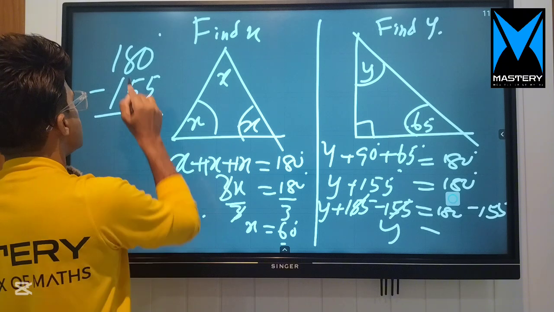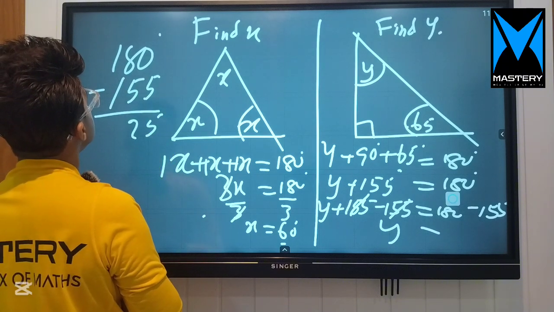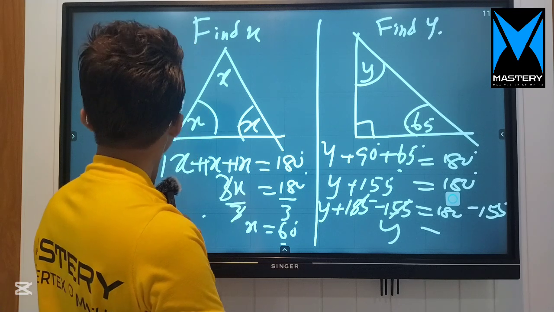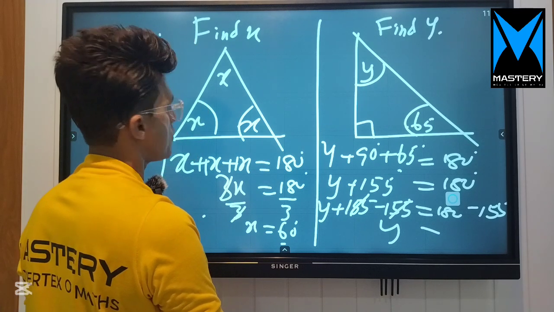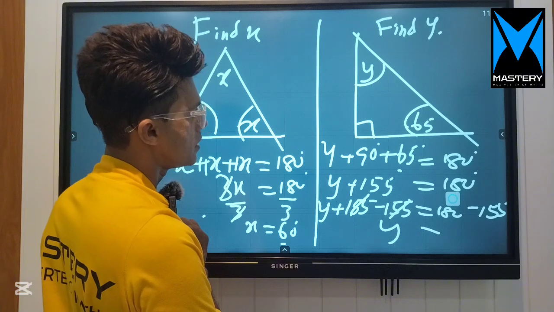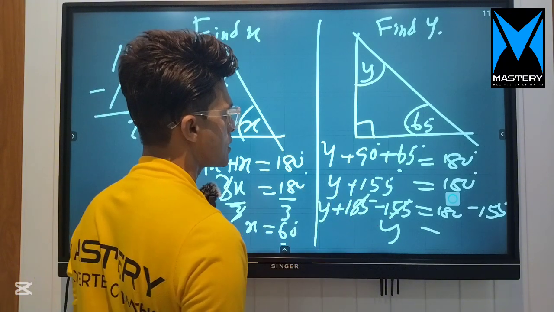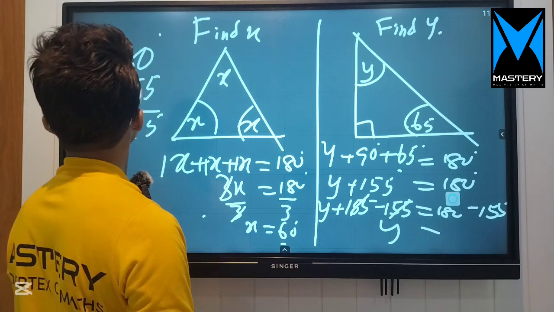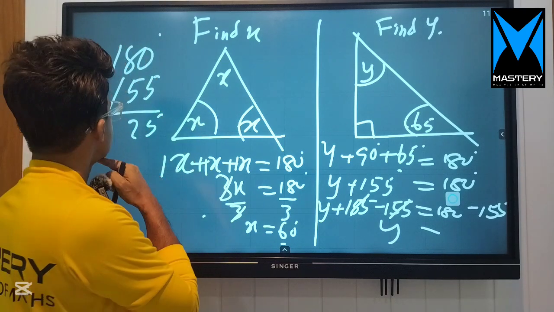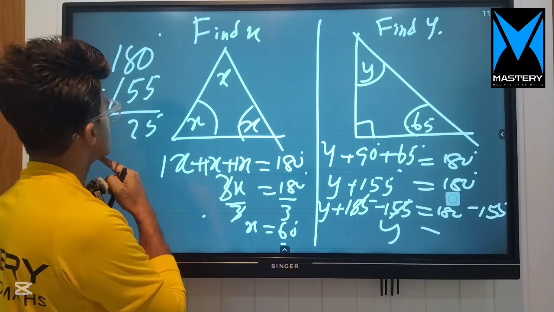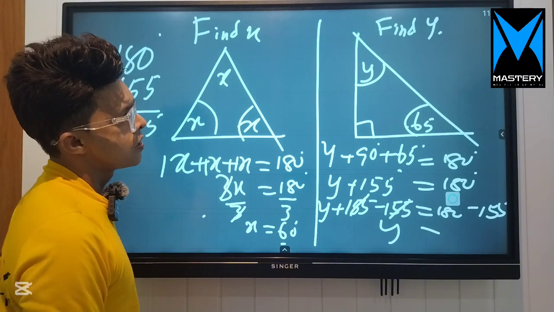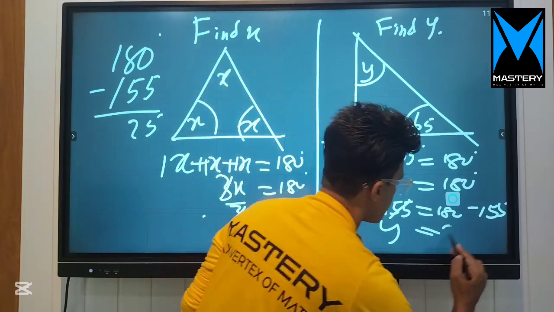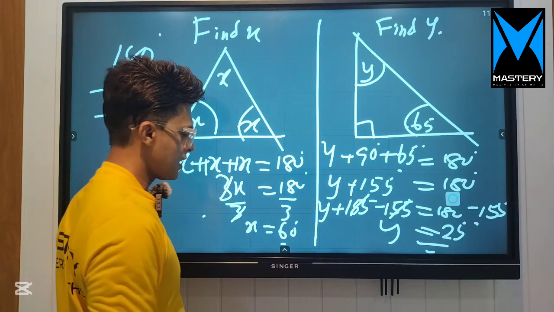Calculating 180 minus 155: 10 minus 5 is 5, then 7 minus 5 is 2. So the answer is 25 degrees. The value of y is 25 degrees.